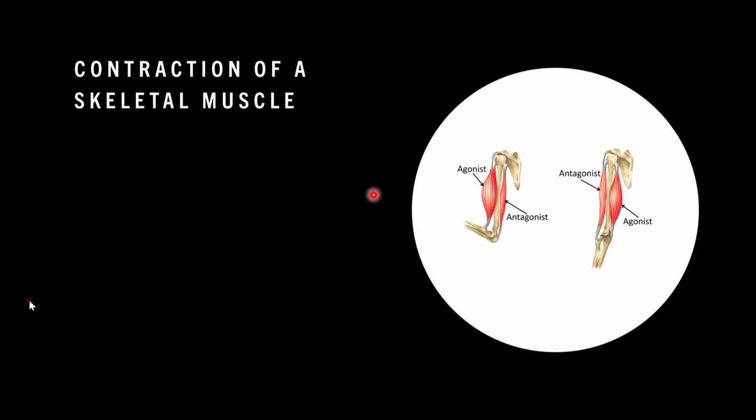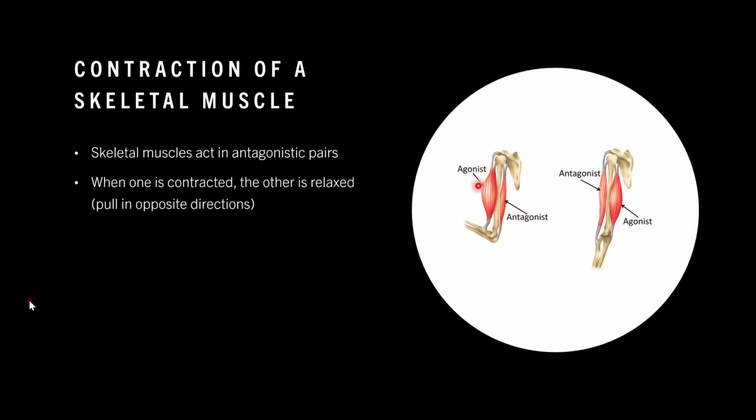So now we've looked at the structure of our skeletal muscles, the myofibrils and the sarcomeres, we can move on to the contraction of skeletal muscles. So skeletal muscles act in these antagonistic pairs. So we have an agonist and an antagonist. And so one of these will contract while the other one relaxes. So they're able to pull in these opposite directions, causing our movement.